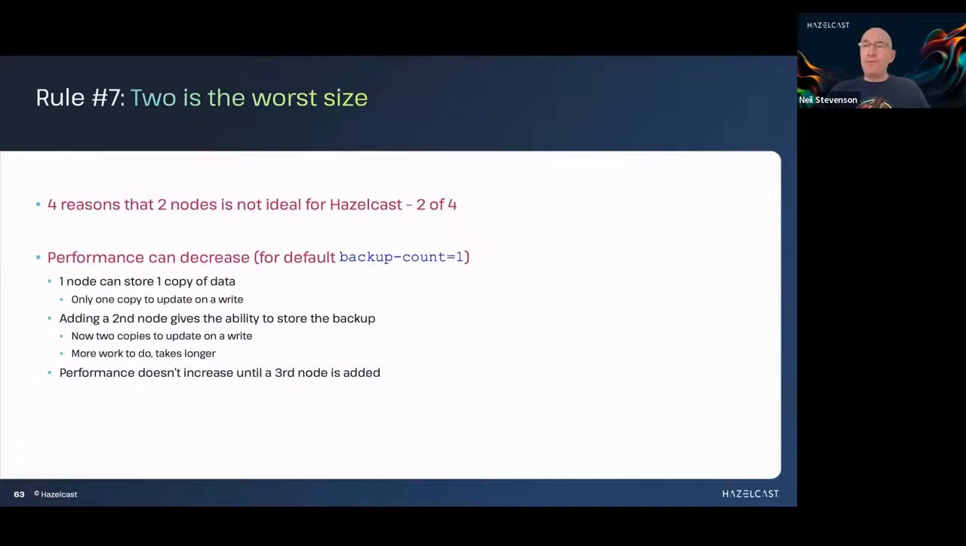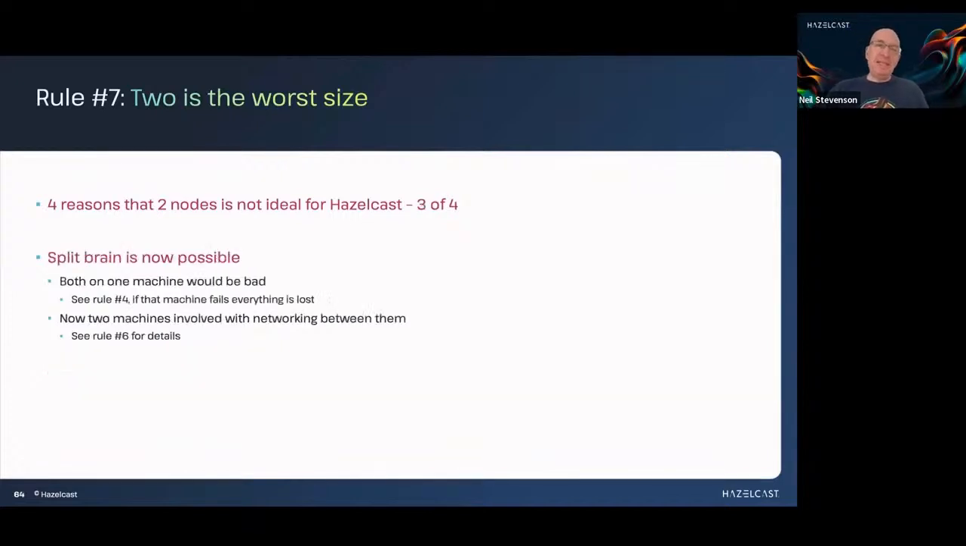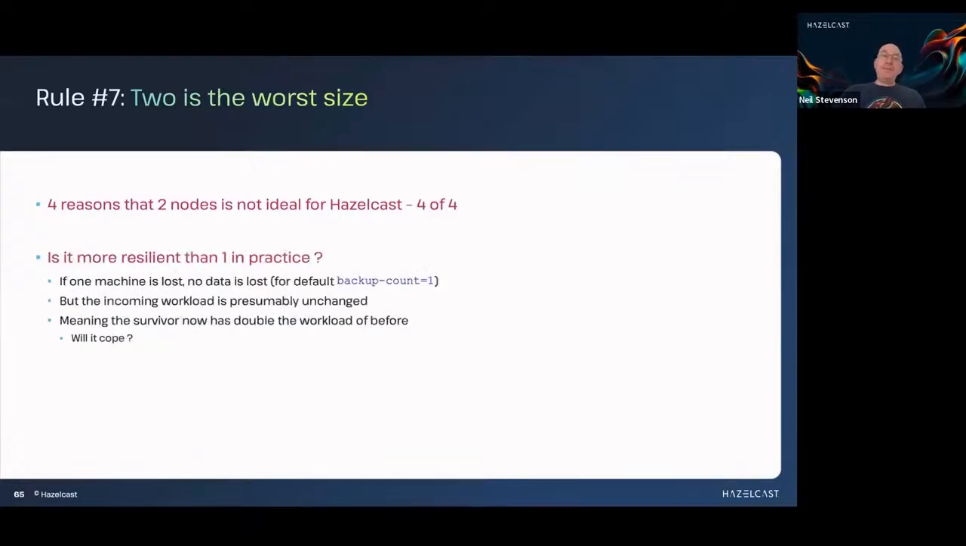So we're getting worse performance, no increase in capacity. And just to make things even worse, now we've got 2 nodes, we can have that split. So, we're just loading this up with things that we hate. And 3 out of 4, what do you think number 4 is? We mentioned resilient. Well, really, is it?